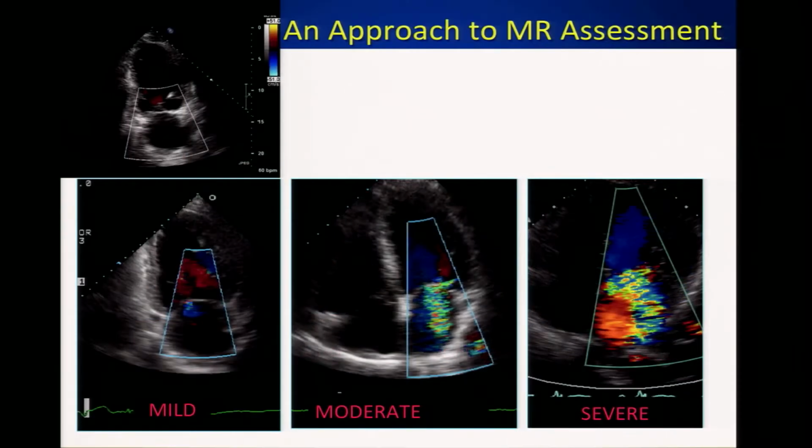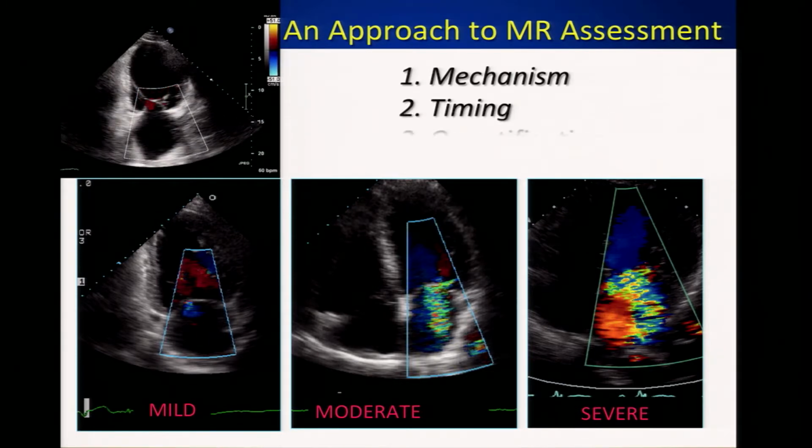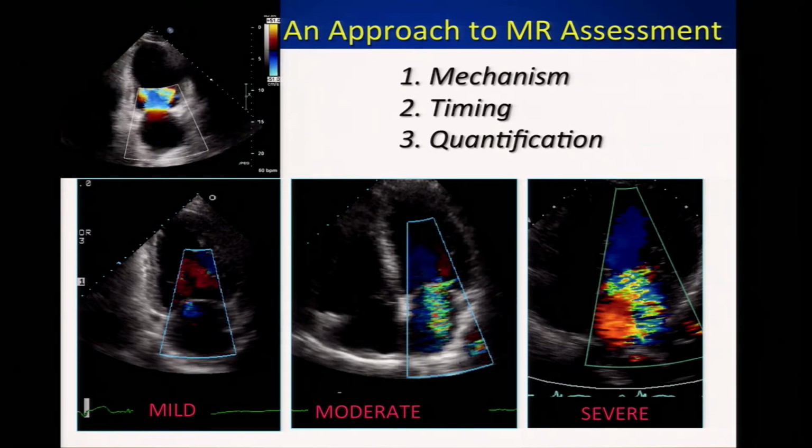So the approach really should focus on looking at a jet, whether it's echo or CMR or anything else. You're really asking a series of questions. What's the mechanism? Next reasonable question is, what's the timing of this event? Is it early systolic, holosystolic, late systolic? And then ultimately, once you've figured all that out, you think about all the tools we have that we can apply, and which ones we should use.